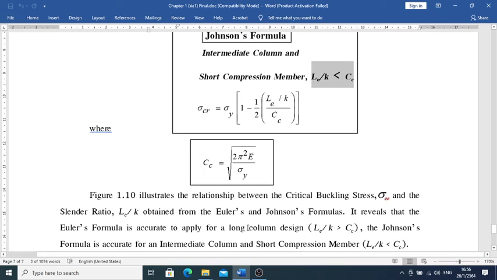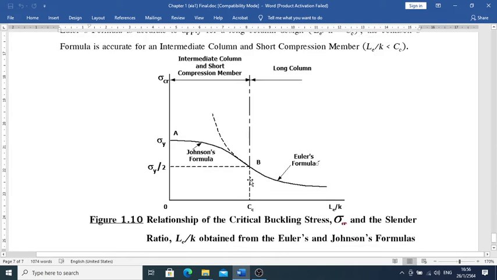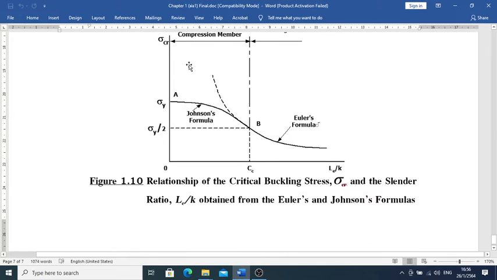C sub C is defined from the characteristic of 2 pi squared times E over sigma y, because E and sigma y are constant terms that are characteristics of the machine members. This is the graph that shows you there. The region here is the short member. The member just beyond point B is a long member, where we apply Euler. For those shorter than B, we apply Johnson.